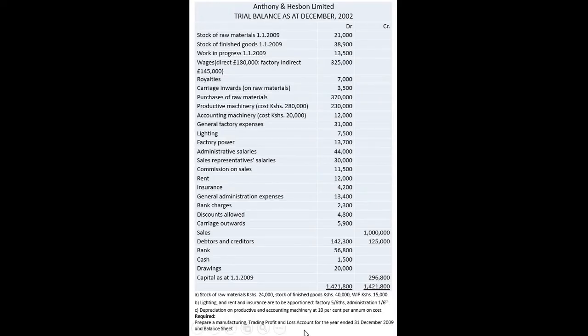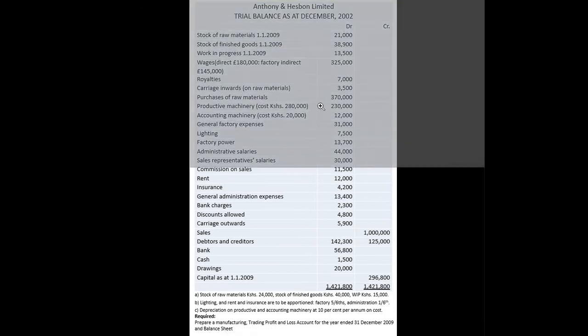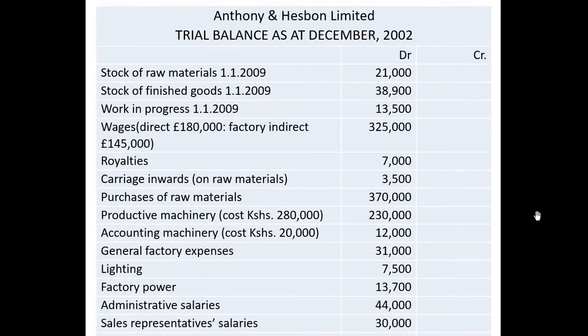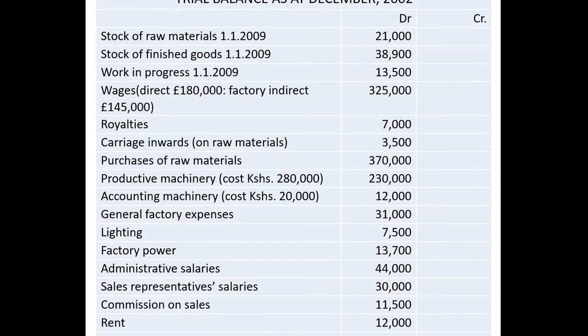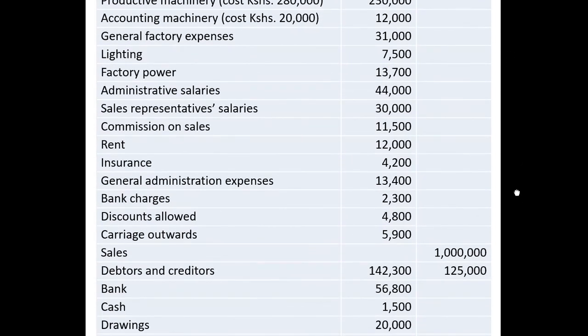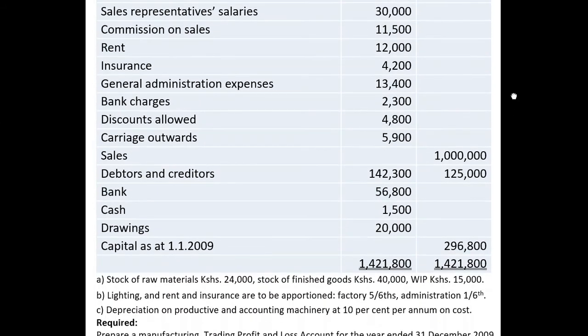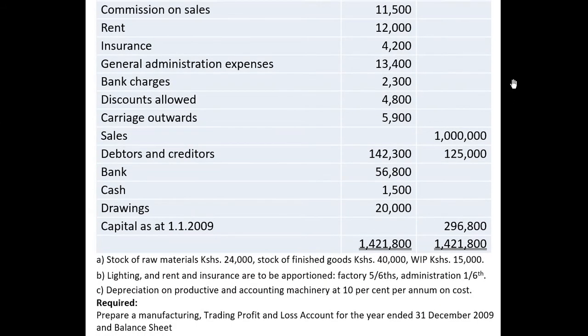In our previous tutorial, we covered two statements. Today, we will add one more statement, the balance sheet. We shall extract information from the trial balance to help us prepare the first statement, the manufacturing account.